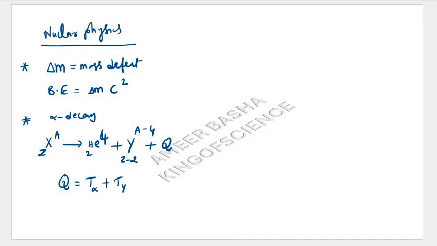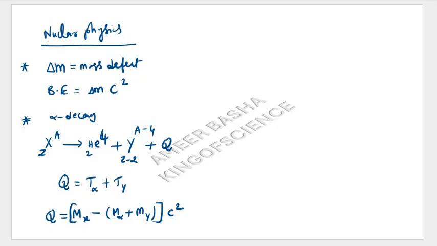So, how do you calculate the Q value? Q value we can calculate as: mass of X minus the mass of alpha particle plus mass of Y. This is the mass defect, multiplied by c square. So we will automatically get the answer. This is true for any reaction, in fact. This is simply for alpha decay.